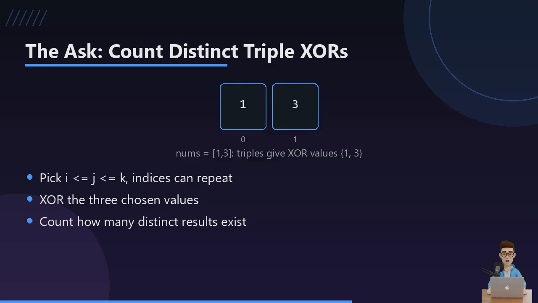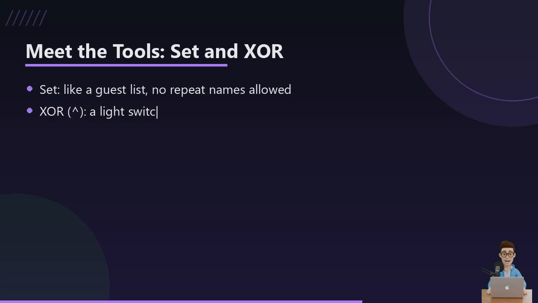Since repeated indices with the same value contribute nothing new, this collapses to a reachability question over the deduped value set. Nothing new here: hash set for dedupe, XOR as its own inverse. The only thing worth flagging, because a XOR a = 0, self-pairing never adds new reachable values, which is why deduping first is safe and not just an optimization.